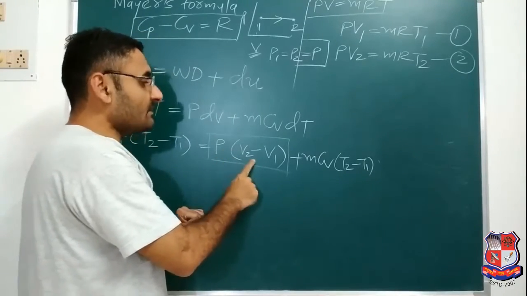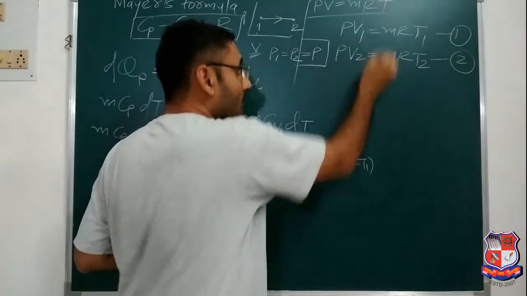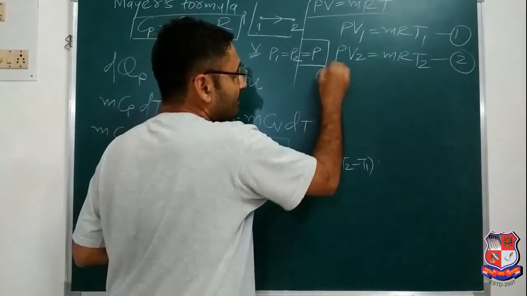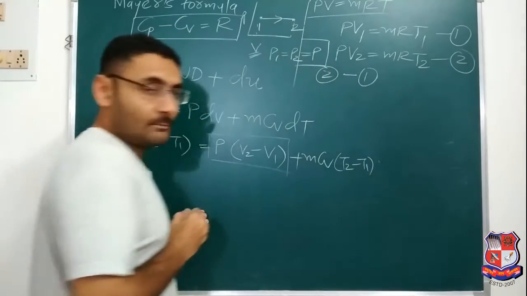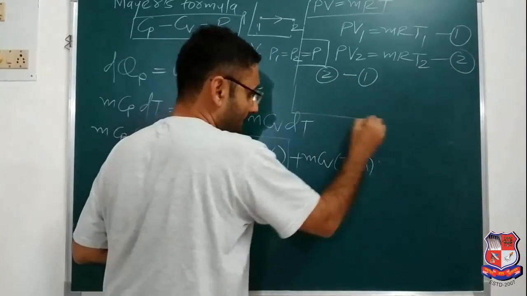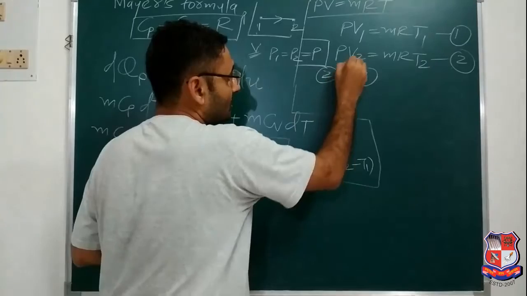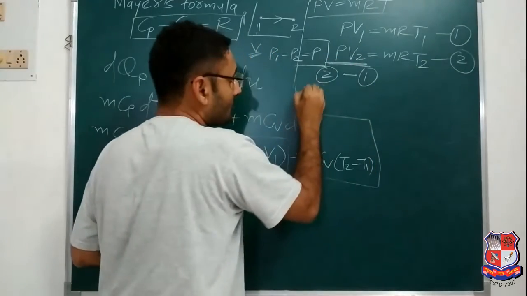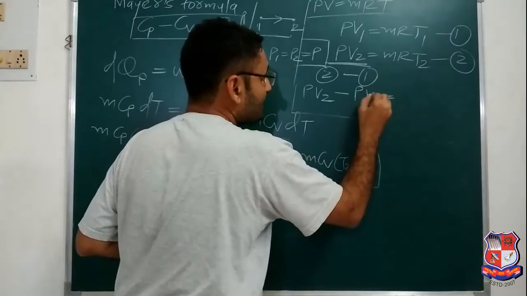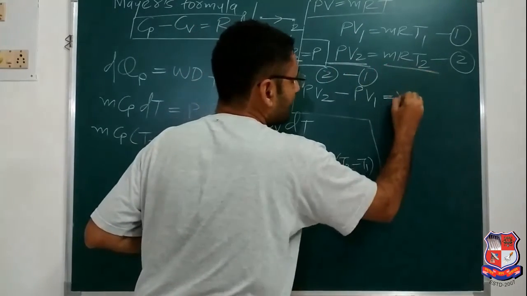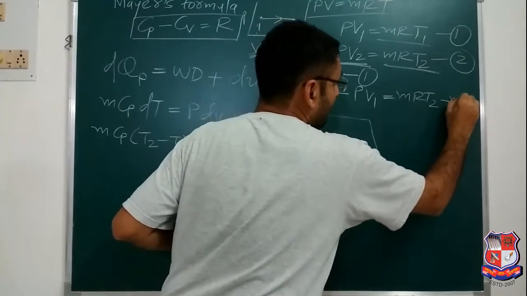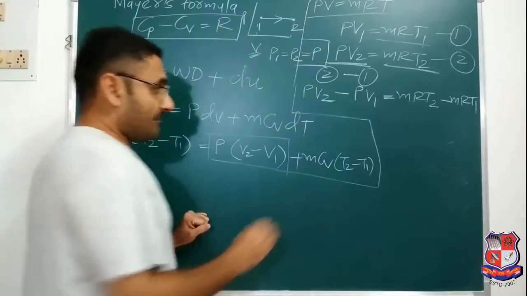Now which value do we want? We want the value of P(V2 minus V1). So what can we do? We will deduct equation 1 from equation 2. So 2 minus 1: PV2 minus PV1 equals mRT2 minus mRT1.